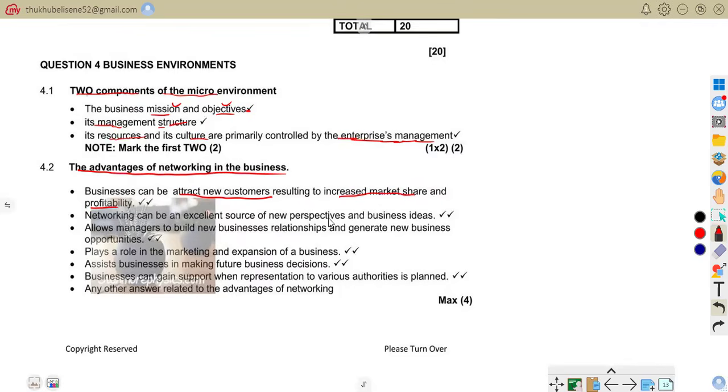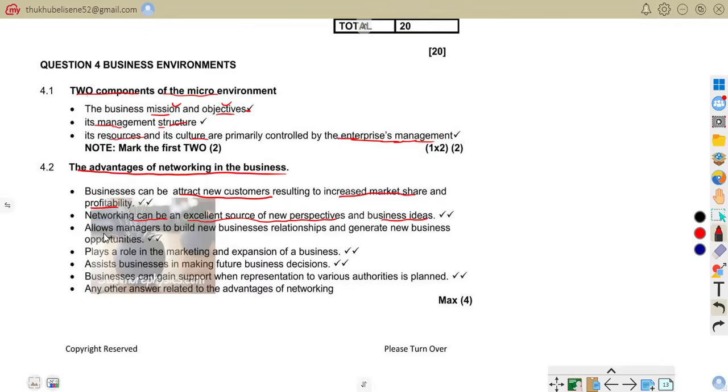That's what it means. For example, meeting potential clients at a trade fair or getting customer referrals through business contacts. Now moving on, networking can be an excellent source of new perspectives and business ideas. Source of new ideas as well as perspectives. So networking exposes business to a new way of thinking and innovation. That's what it means.